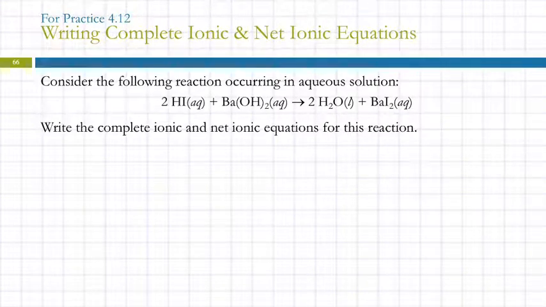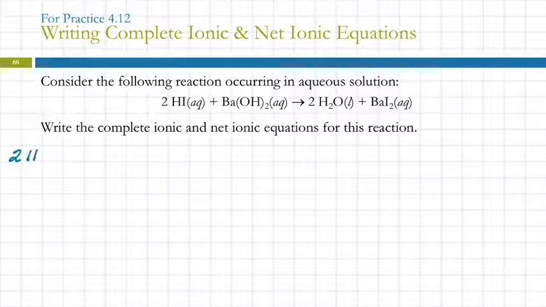So let's practice writing some ionic equations, complete ionic and net ionic. So here we have a reaction, 2HI aqueous, Ba(OH)2 aqueous forming H2O liquid, and BaI2 aqueous. We don't have to think about solubility here because the state symbols are given to us. But we're supposed to write the complete ionic equation and the net ionic equation. So if we see aq, we're probably going to separate it into ions. We're not going to worry about the acids yet. That's a strong acid, and so we're fine. So I see HI.